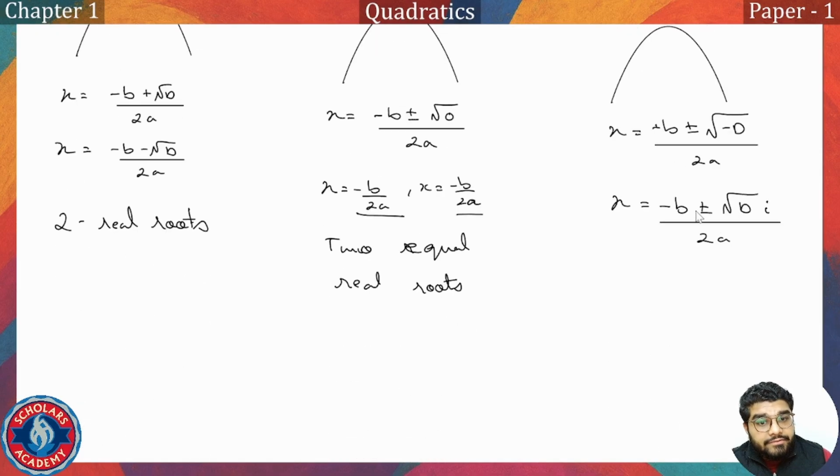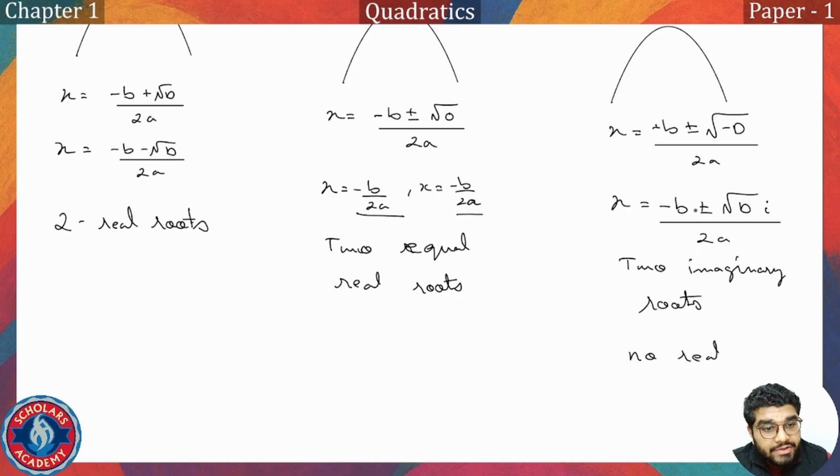So if the discriminant is negative, we say we get two imaginary roots, or we can say no real root.